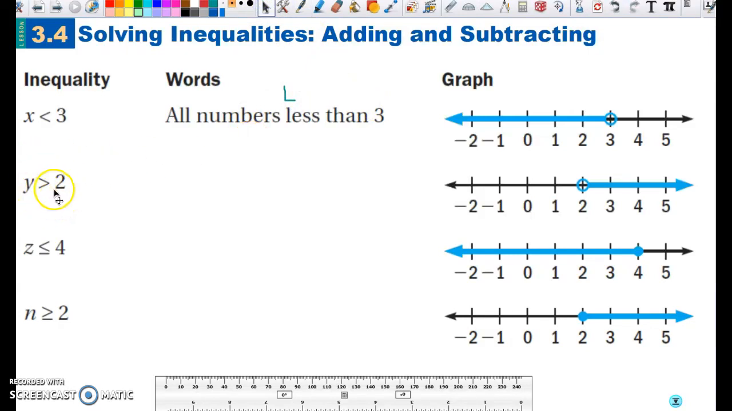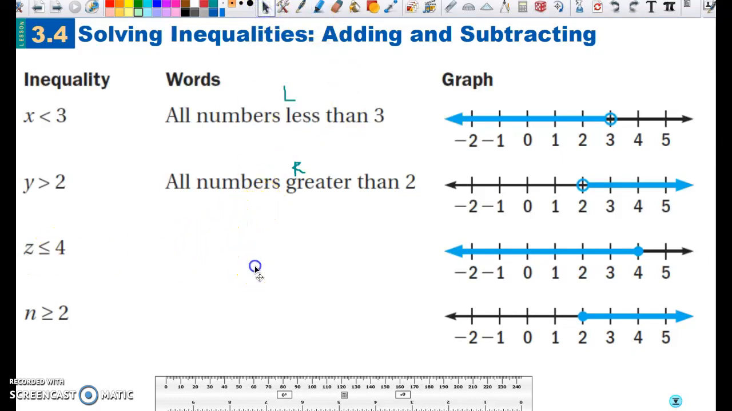Okay. How do I read this? Y, 2. Y is greater than 2. I want all the numbers that are greater than 2. Notice that there's no line underneath, so I don't include the 2. It's an open circle. Numbers that are greater go to the right. Greater, there's an R there. Greater means right.